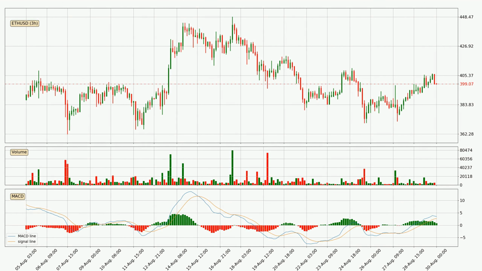Jumping to the 3-hourly MACD, seeing as the MACD line is above the signal line, the trend is currently on the up. But according to the MACD histogram, we can see that the momentum is going down. Owing to this, we can expect the price to remain stable, and you should wait and see if the MACD line will cross the signal line, which will be a downward trend.